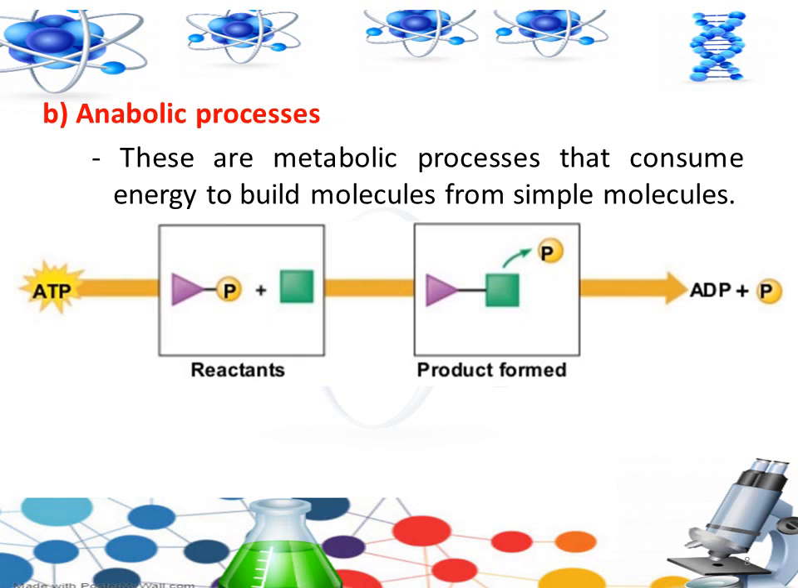Okay, the second benefit of ATP is to do the anabolic processes. So anabolic processes, when you recap, you learned in chapter 1, anabolic is the process from simple molecules to become a complex molecule. So you need a lot of energy to build something complex. So ATP is required.